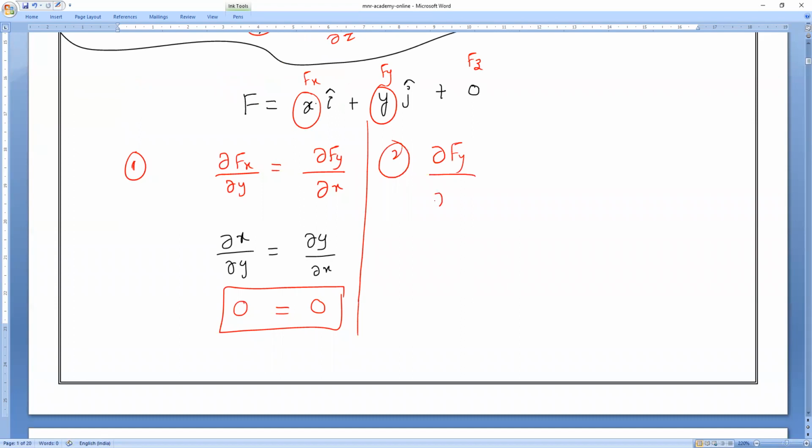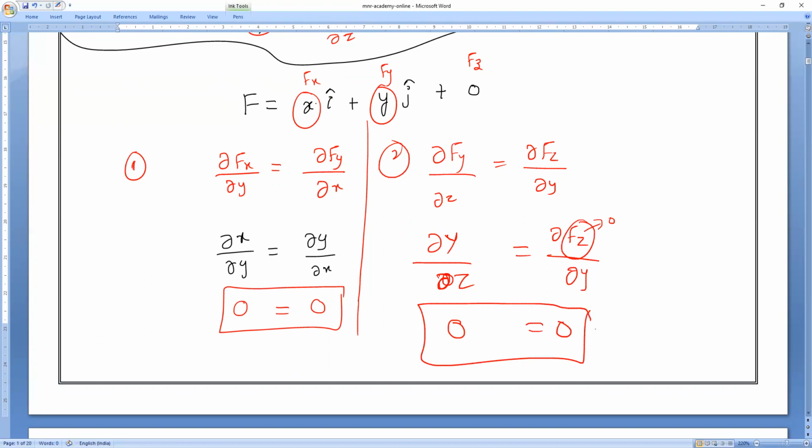Del fy divided by del z is equal to del fz divided by del y. So del fy, we all know, is y. Del z, what is the value? The z value is 0, so nothing is there. Del z does not exist. With respect to z, y is not possible to divide, so this value is 0. With respect to fz the value is 0. So 0 divided by anything is equal to 0. Divided by y, everything is 0. So again, it has also been proved equal.